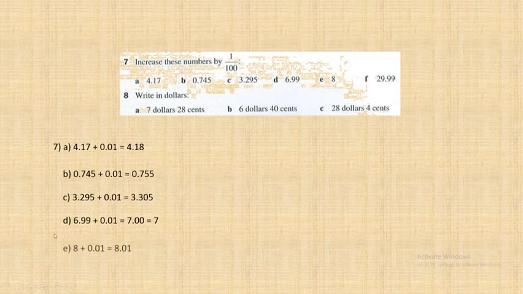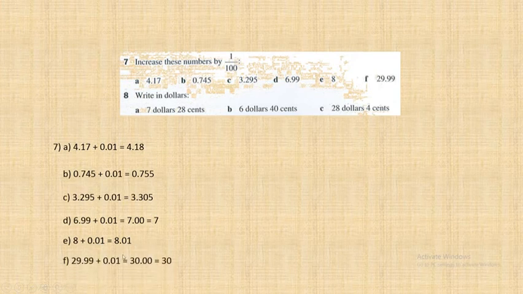Okay, question number E, it's 8. I will add 0.01, so it's 8.01. The whole number with the whole number, like the units with the units, tenth with the tenth, hundredth with the hundredth. So here it's going to be 8.01. And the last question here, in question number F, it's 29.99 plus 0.01.